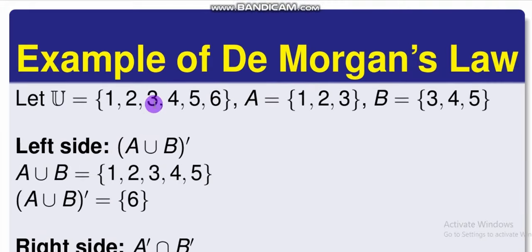We are going to give examples on this De Morgan's law, and you will find out that it's fascinating, it's true. Example of De Morgan's law. Let's say we have a universal set that is a set of numbers from 1 to 6. 1, 2, 3, 4, 5, 6. And then we have set A, that's a set of 3 numbers obtained from the universal set, 1, 2, 3. And we have set B, 3, 4, 5. All the elements here are found in the universal set.